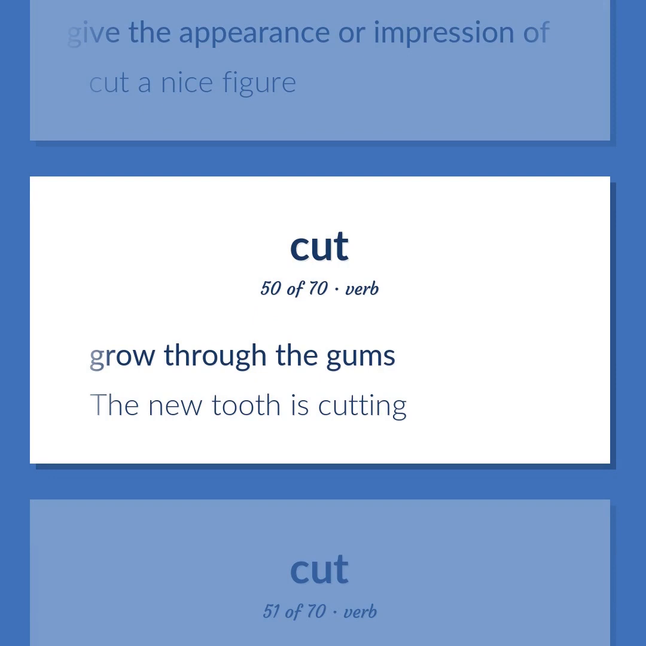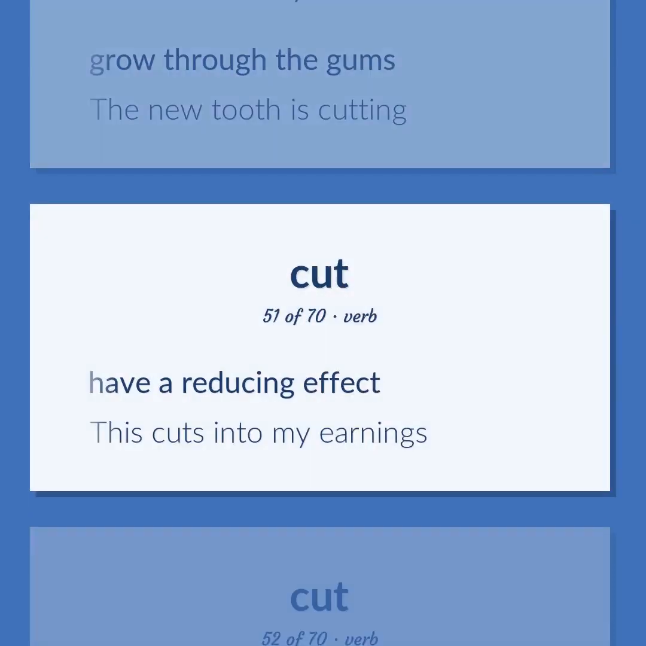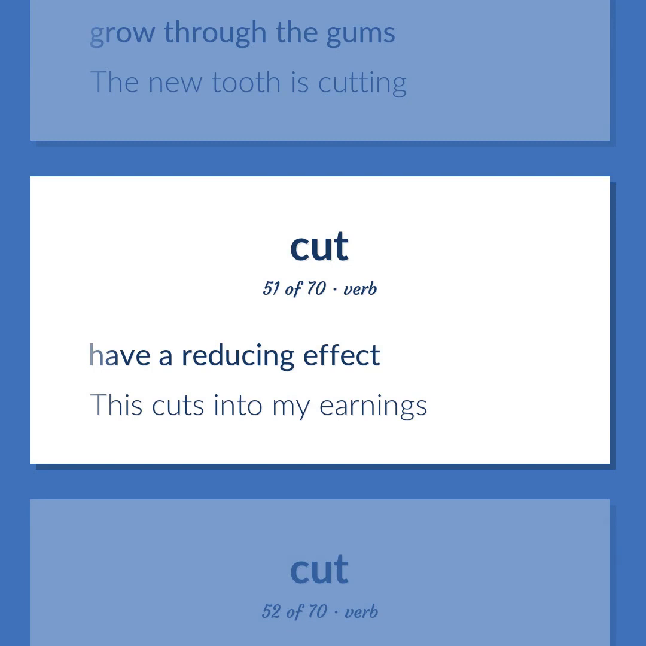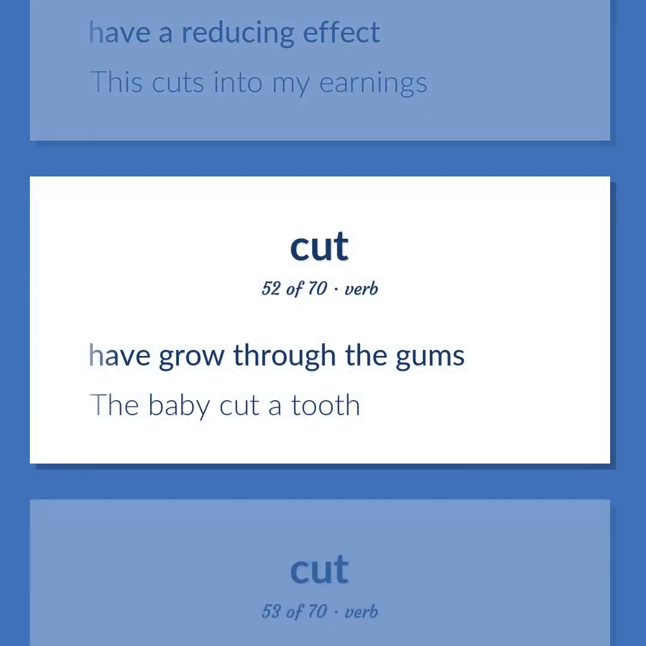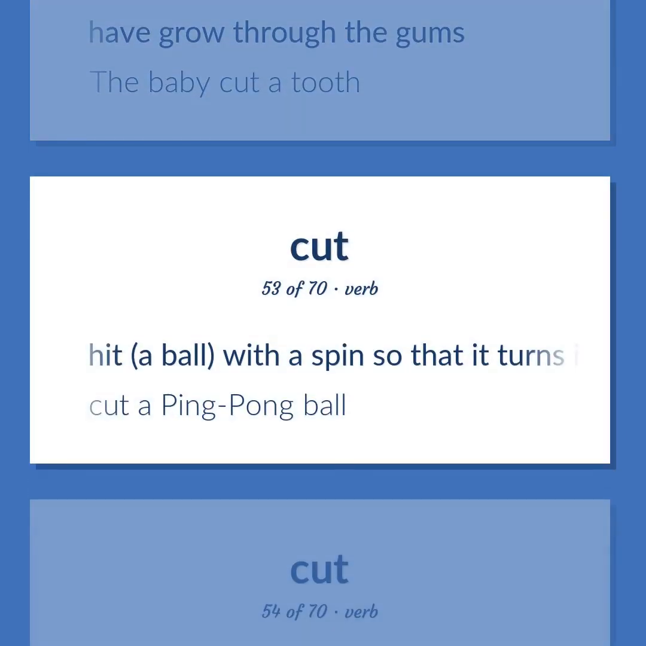Grow through the gums. The new tooth is cutting. Have a reducing effect. This cuts into my earnings. Have grow through the gums. The baby cut a tooth. Hit a ball with a spin so that it turns in the opposite direction. Cut a ping pong ball.